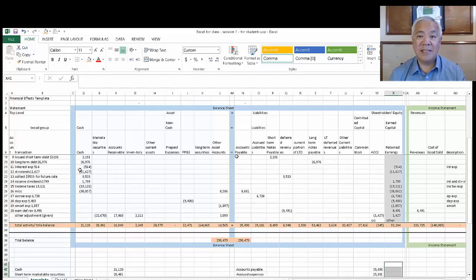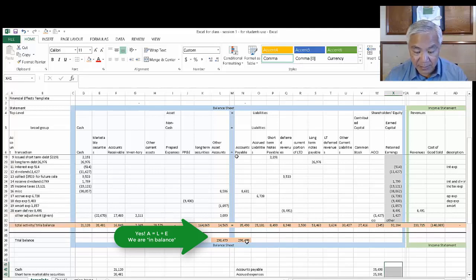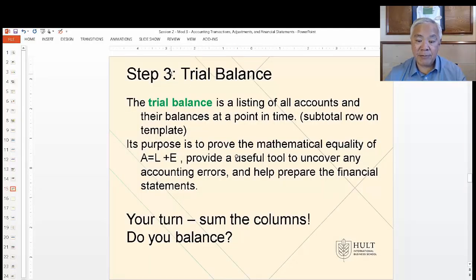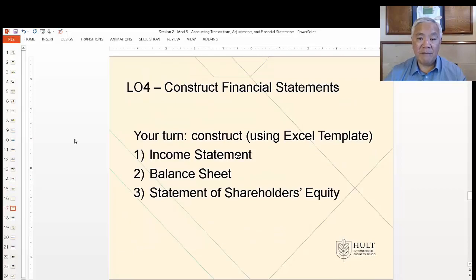Posted the beginning balances, we posted all the transactions, we sum them all, get to this orange row, and the assets equals liabilities. So that accomplishes step 3, which is trial balance. Are we in balance? Are assets equal to liabilities and equity? Thank God the answer is yes. What do we do next? We generate financial statements.